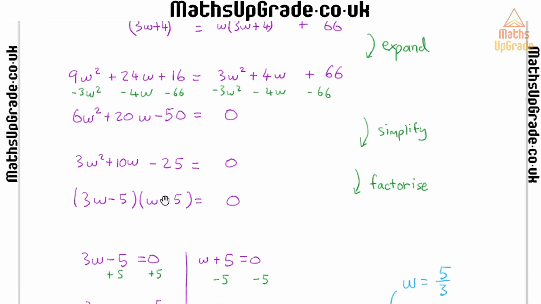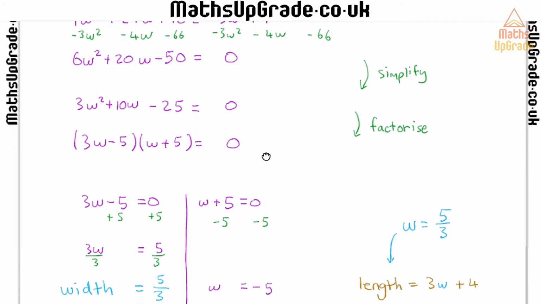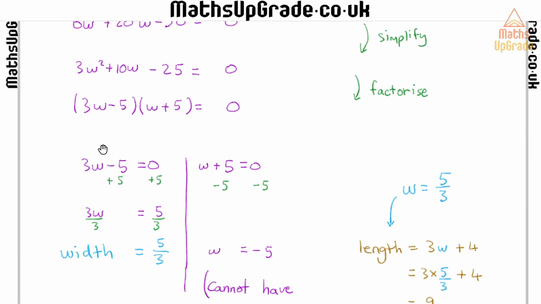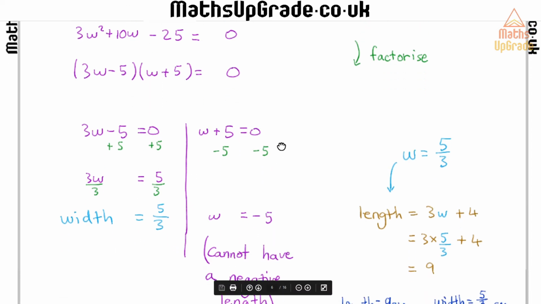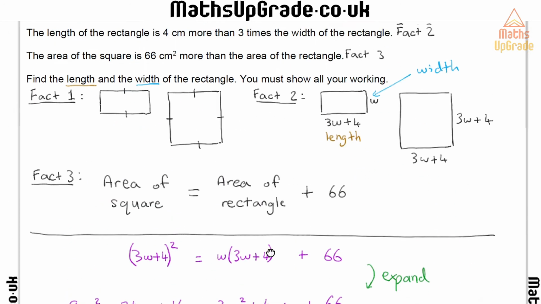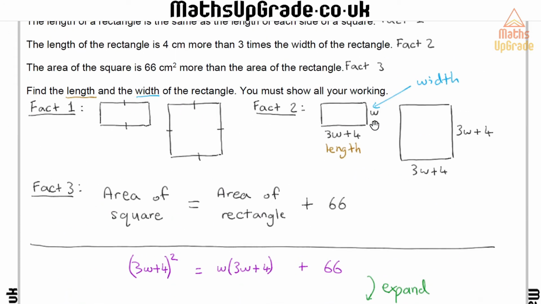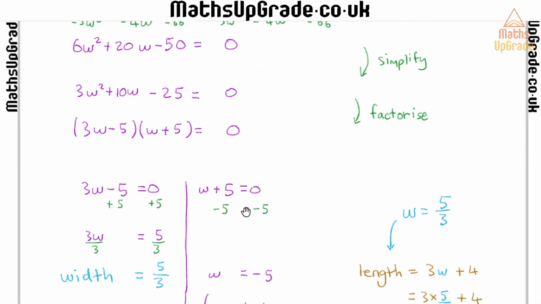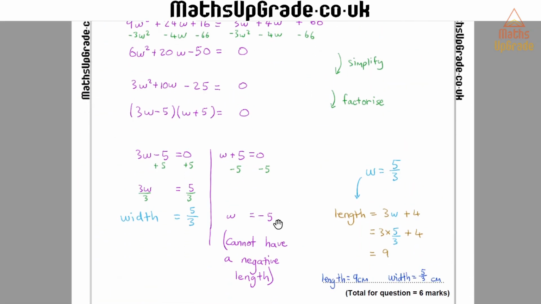Now I can factorize this by doing this. And since that equals 0, I can put each bracket as equal to 0. So 3w minus 5 equals 0. That means that the width must be 5/3. And w plus 5 equals 0. That means that w equals negative 5. Now remember, w is the letter I use for the width, right? So I can't really have a negative width. That doesn't make sense, right? So this isn't a plausible solution for our problem. So this is the solution here.